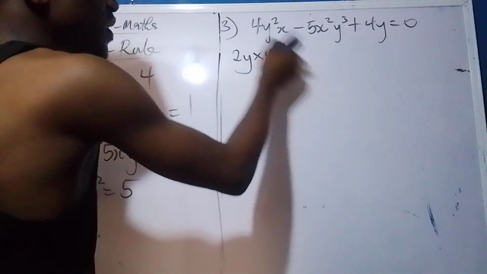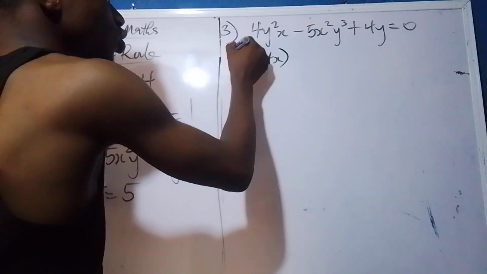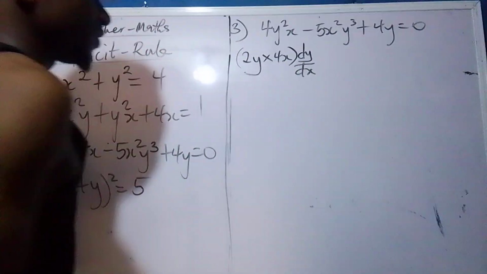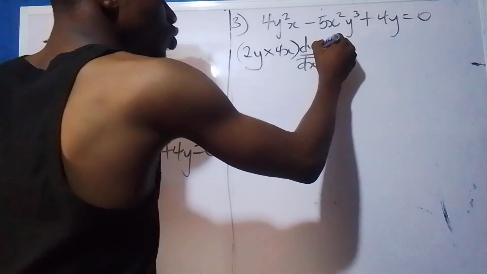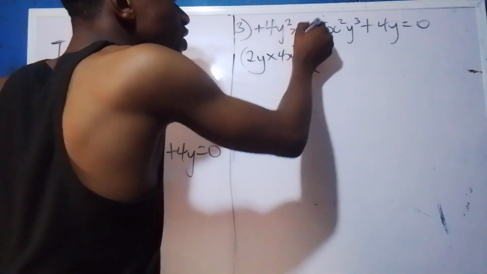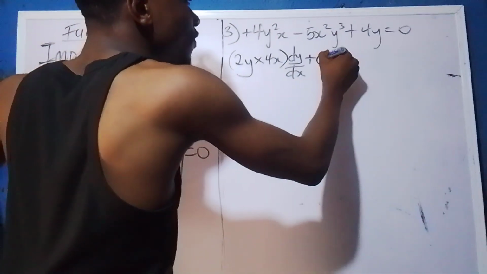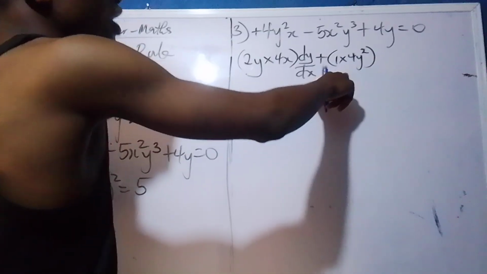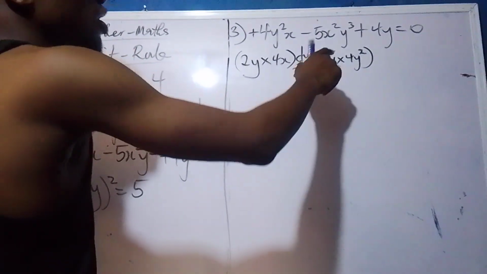4x. So if you multiply it together, this is for when you differentiate only y, and don't forget to add the dy over dx. Do you understand? Then you put plus because the starting sign is plus. Then you differentiate only x. When you differentiate only x, you are going to have 1 times 4y squared. But you are not going to be adding the dy over dx because you are not differentiating y.